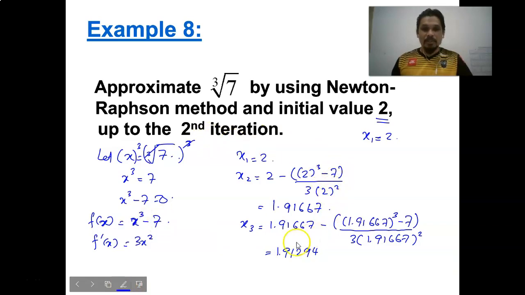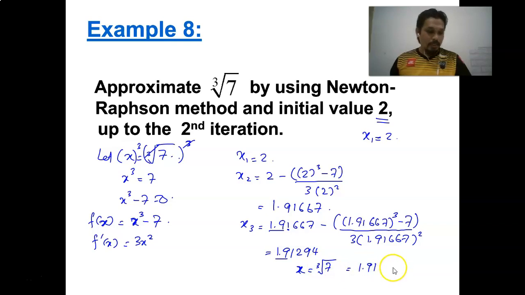Up to the second iteration, look at this one here: 1.9, after the 1, which is 6, which is greater than 5, and we change this into 2, and the 2 changes the 1 to become 2. So 1.91. So the value of the root of this equation, x equals the cube root of 7, equals 1.91 to 3 significant figures.